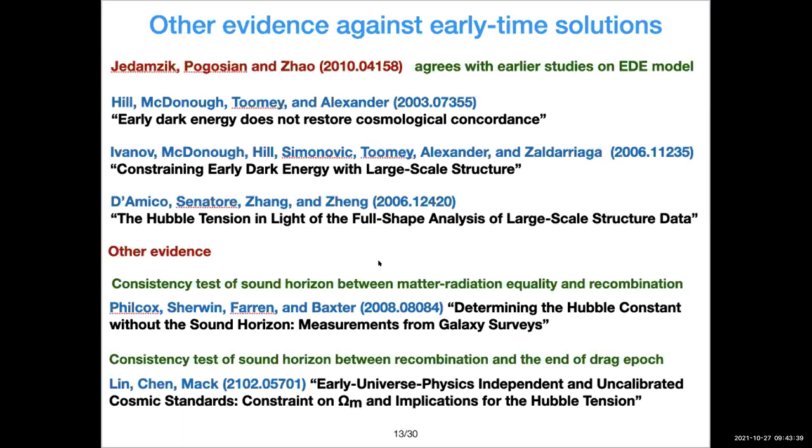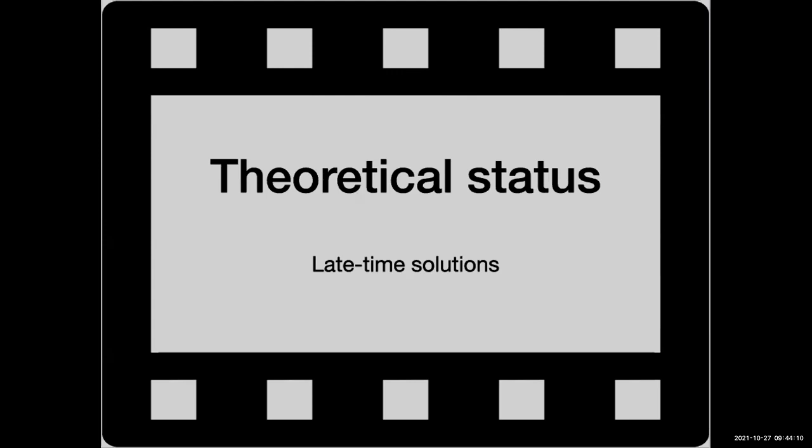And there's some other evidence, for example, the consistency test of the sound horizon between the matter-radiation equality and the recombination, and there's a consistency test for the sound horizon between the recombination and the end of the drag epoch. So there is really not much room for us to modify the early time universe, but still there's nothing to prevent us from constructing some hybrid model that also suppresses the matter clustering at late time.